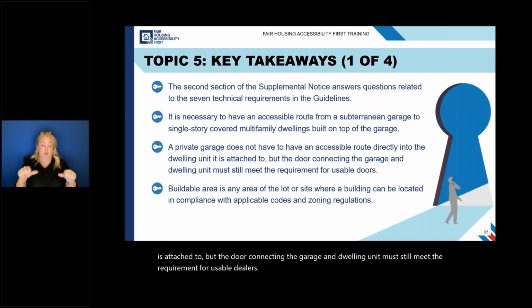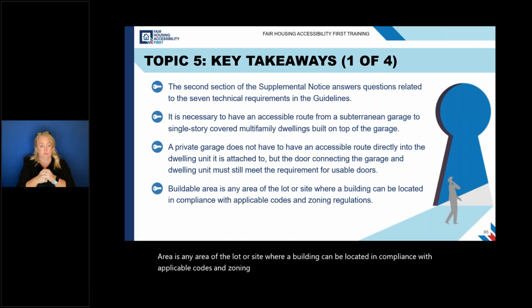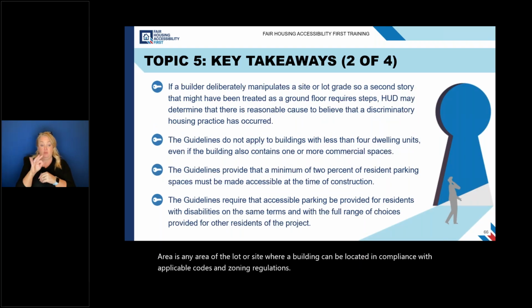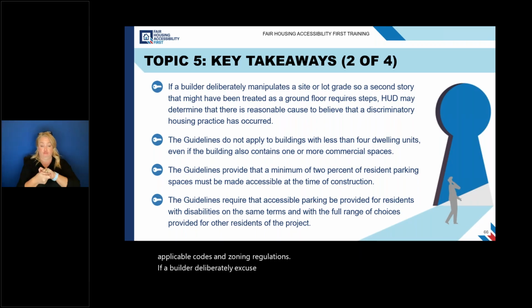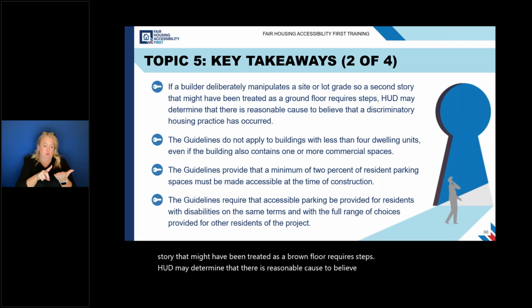Buildable area is any area of the lot or site where a building can be located in compliance with applicable codes and zoning regulations. If a builder deliberately manipulates a site or lot grade, so a second story that might have been treated as a ground floor requires steps, HUD may determine that there is reasonable cause to believe that a discriminatory housing practice has occurred.